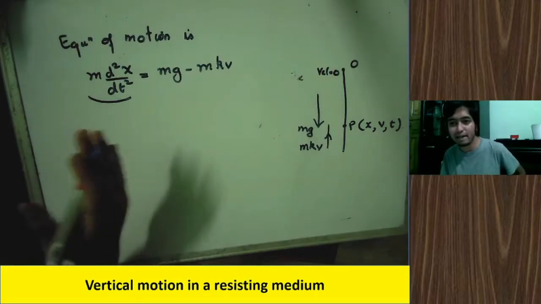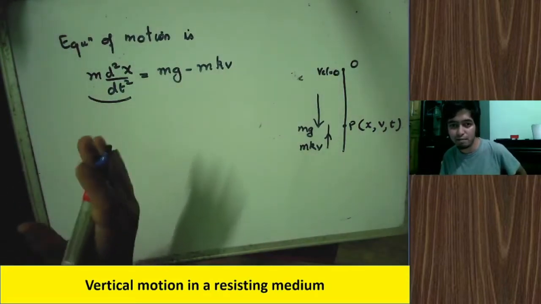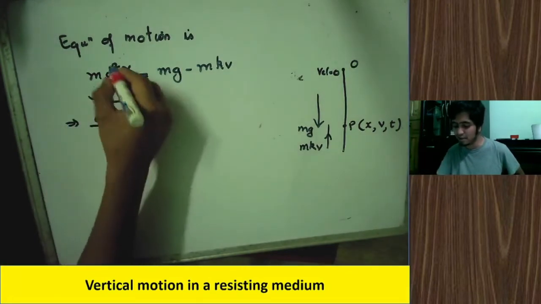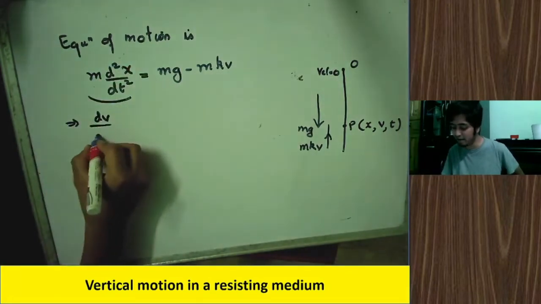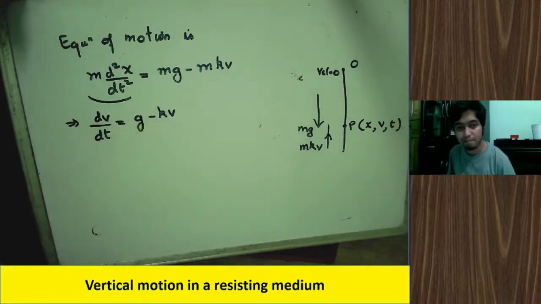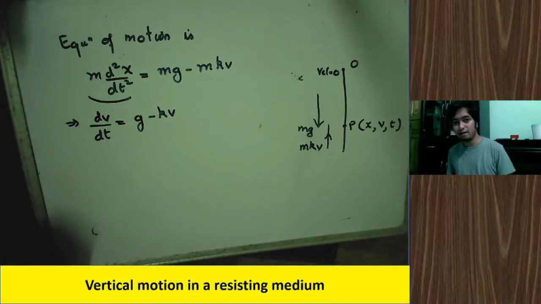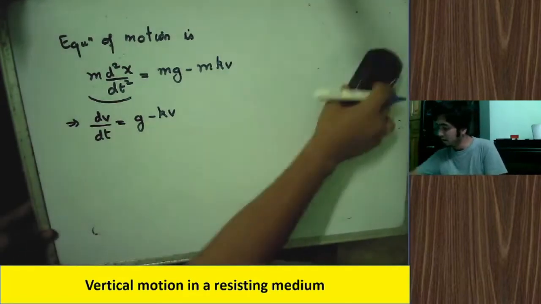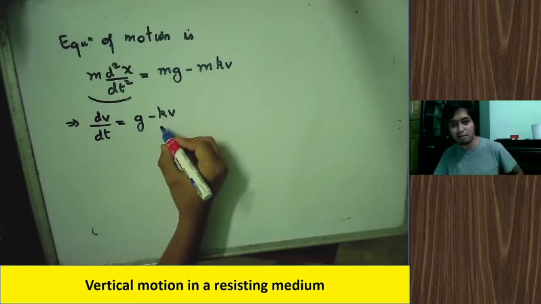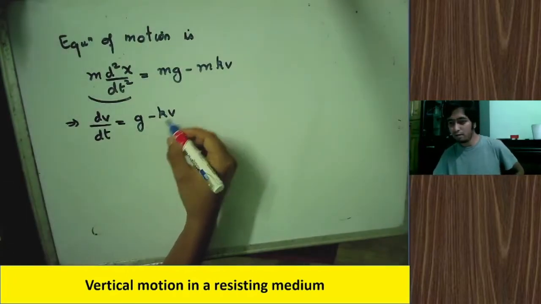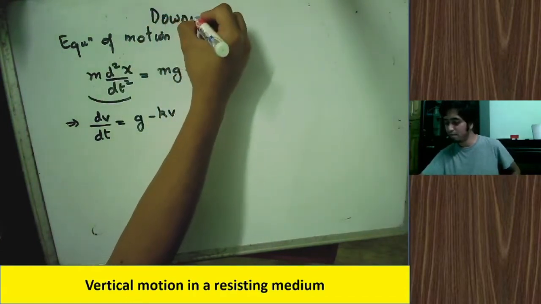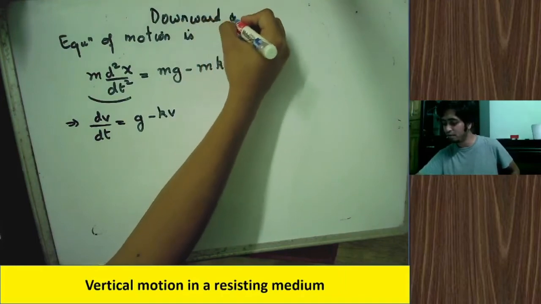If you take a look again at relation 1, it is a relationship between velocity and time. So it gives us an idea that we will have to express the acceleration as dv/dt. So dv/dt equals g minus kv. Once you have this equation, this is for the downward motion, because it is falling down.